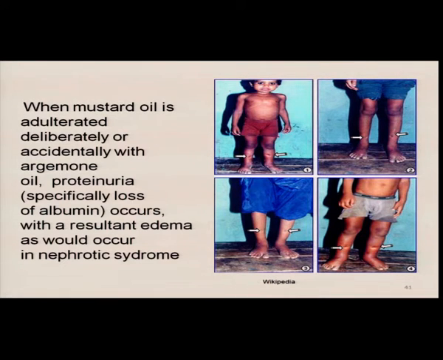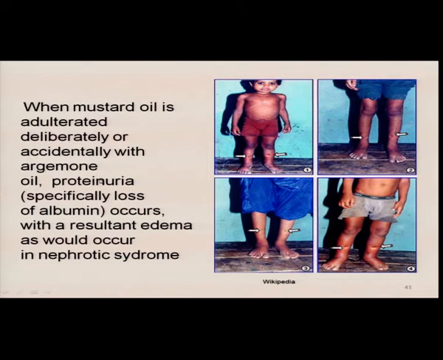But when this mustard oil has been adulterated, either deliberately or accidentally, by this argemone oil, then you will have proteinuria, meaning a specific loss of albumin, as a result of which there will be edema, as would happen in a nephrotic condition. So, if you see here, in both the legs you have the edema. In this picture also, this is where you see the edema.